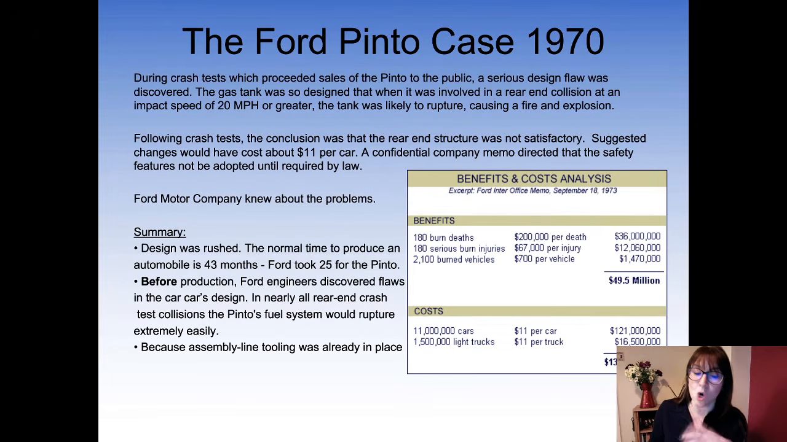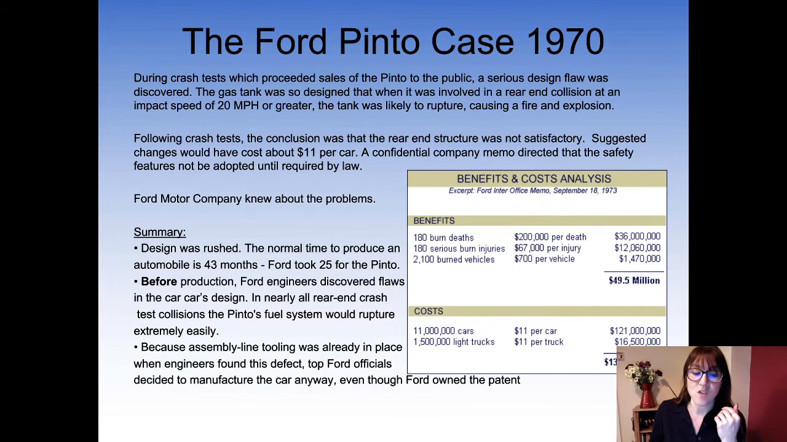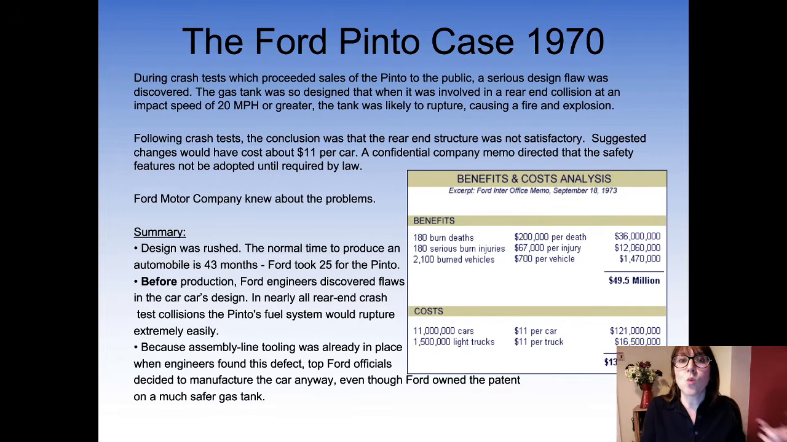Because the assembly line was already in place, when the engineers found the defect, top Ford officials decided to manufacture the car anyway, even though Ford owned the patent on a much safer gas tank. So not only did they find the problem, they had an alternative. It wasn't even like they had to create a new alternative or buy one from somewhere else. They actually had the patent for a better gas tank that they didn't use because the cost would be too much.